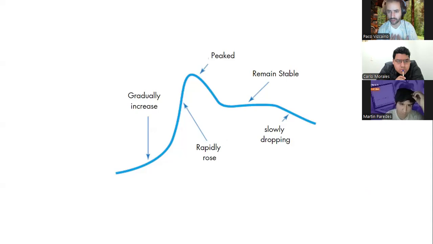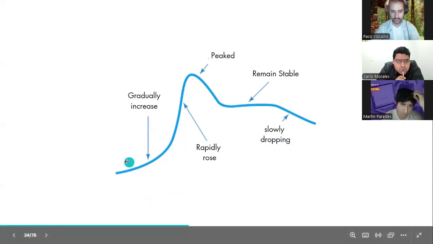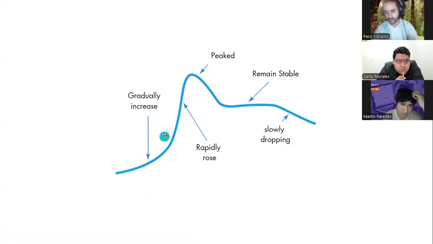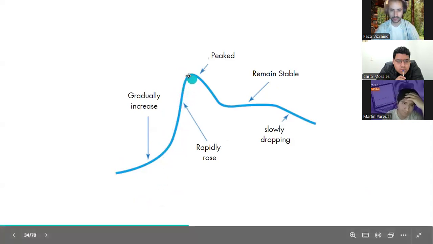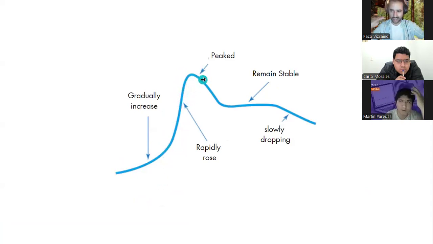These are my preferred ways to describe. So this part, I could say it gradually increased. Then for this part, I could say it rapidly rose. Over here, because it's the highest point and it never goes higher, it peaked. Then it remains stable. Puedes decir remain stable como de estable.